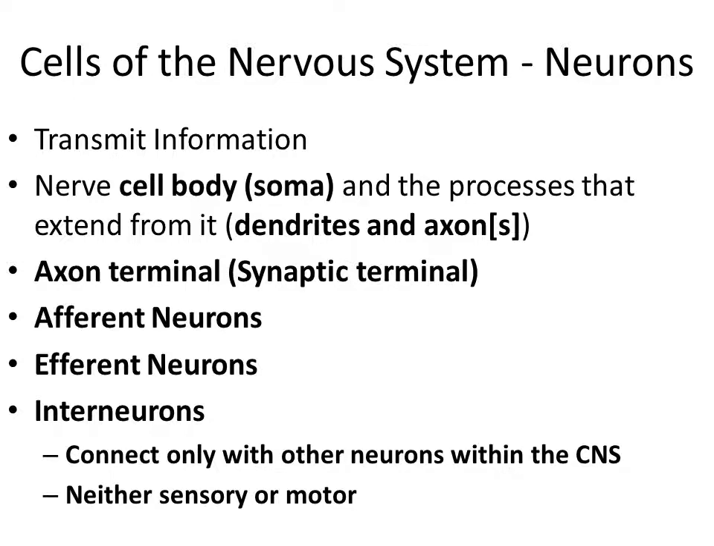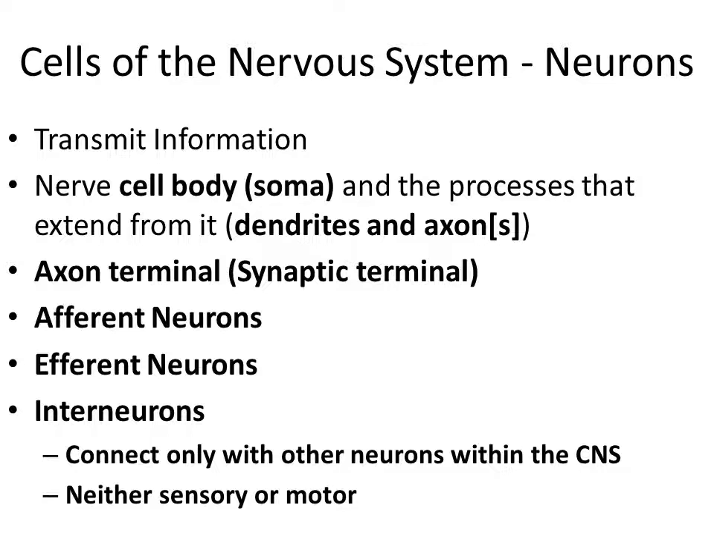So now let's talk about neurons. These are the guys that get all the glory. They're the ones that are really doing a lot of the talking and transmitting information from one area to another. The cell body of a neuron is called the soma, and the processes that extend from it are called dendrites and axons. At the ends of axons, we have axon terminals, also known as synaptic terminals.